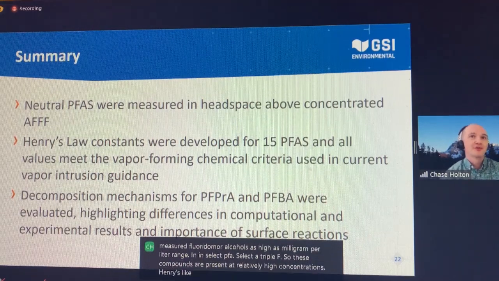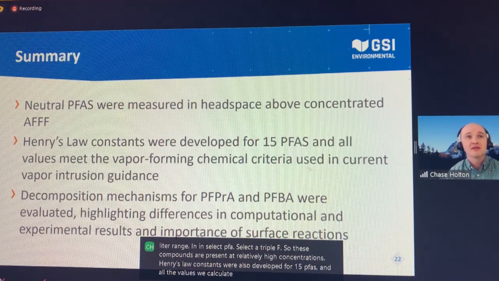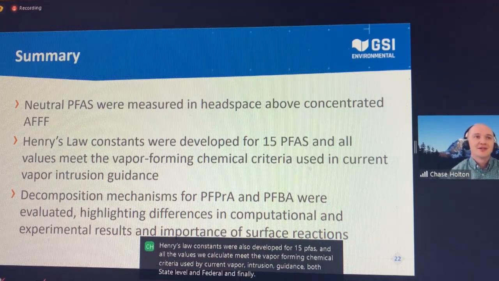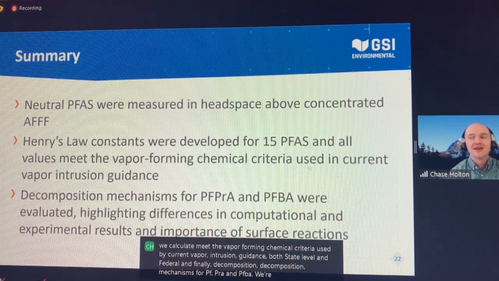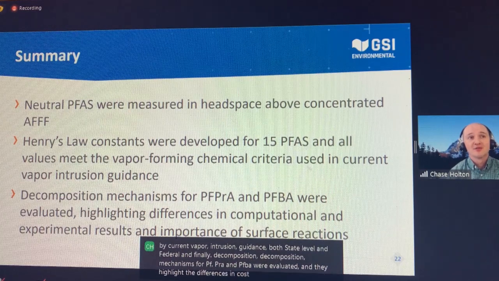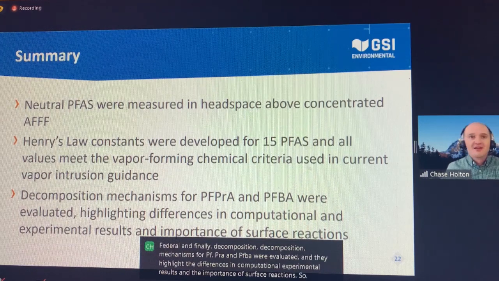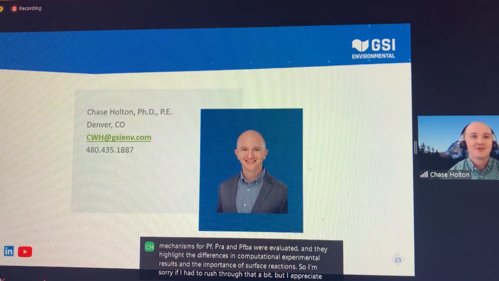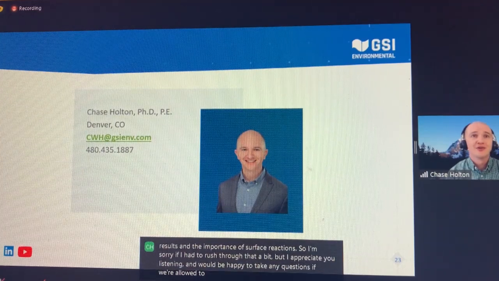Henry's law constants were also developed for 15 PFAS, and all the values we calculated meet the vapor-forming chemical criteria used by current vapor intrusion guidance, both state level and federal. And finally, decomposition mechanisms for PFPrA and PFBA were evaluated, and they highlight the differences in computational and experimental results and the importance of surface reactions. So I'm sorry if I had to rush through that a bit, but I appreciate you listening, and would be happy to take any questions if we're allowed to go into the break.